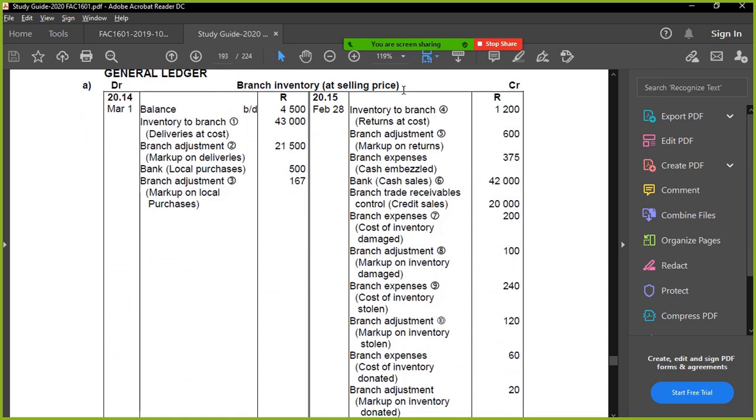So branch inventory at selling price will show the amounts that are cost plus markup. Just remember the markup needs to be recorded in the branch adjustment account. So all the markup amounts will be recorded separately.